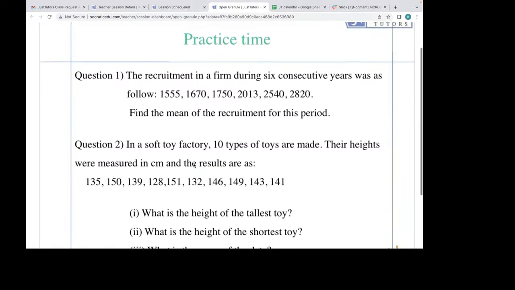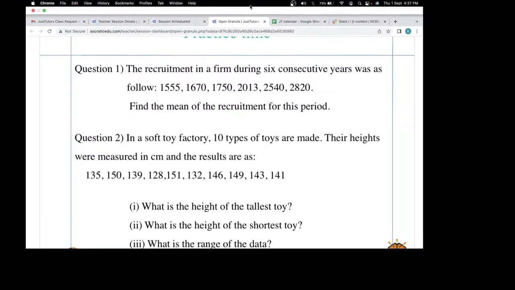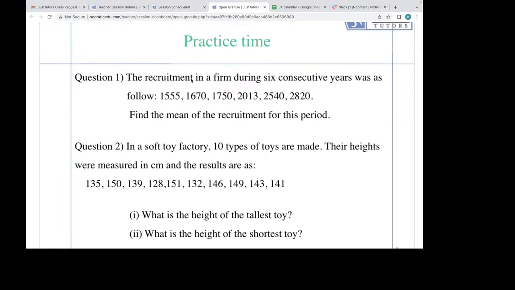Now practice time. So practice time, let's discuss these questions. The recruitment in a firm during 6 consecutive years was as follows: 1555, 1670, 1750, 2013, 2540, 2820. So this is the data of a recruitment firm during 6 consecutive years.